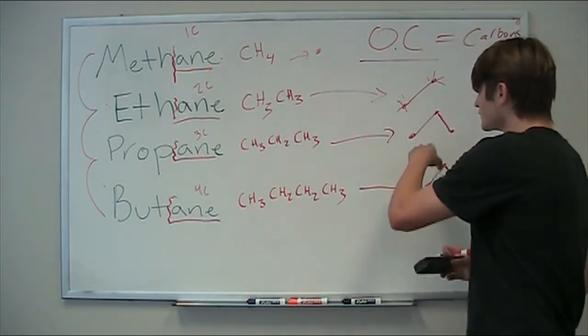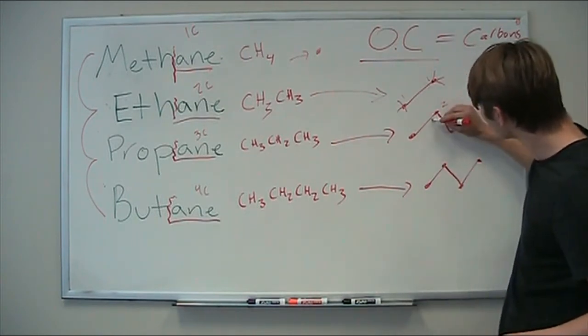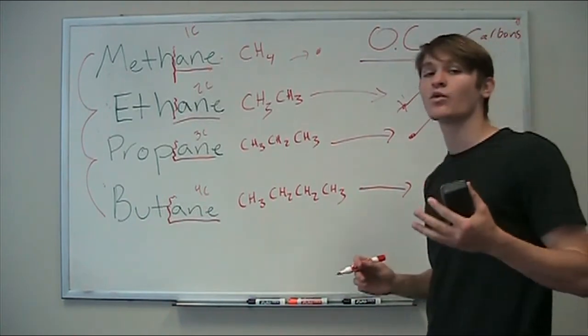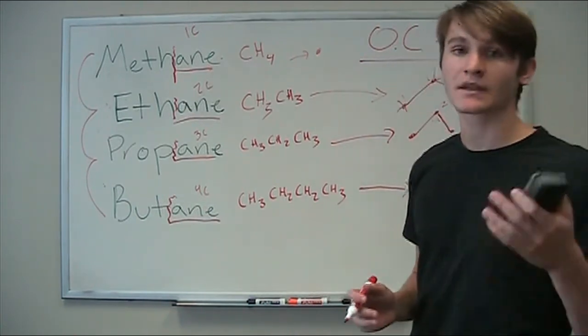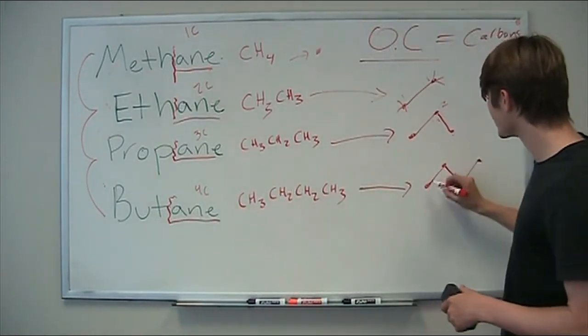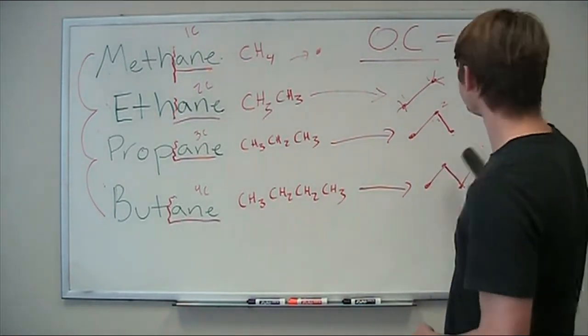Same here. This carbon has 2 bonds. 1, 2. Already has 2, so that means it's suggested it wants 4. So 4 minus 2 is 2. So there's 2 hydrogens on that carbon. There's 3 hydrogens, 3 hydrogens, 3 hydrogens, 2, 2, 3. So that's how we know that.